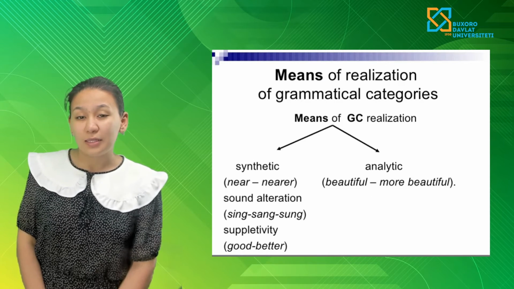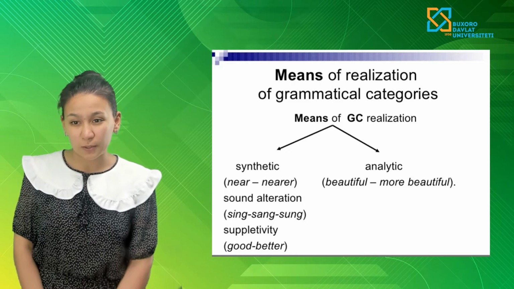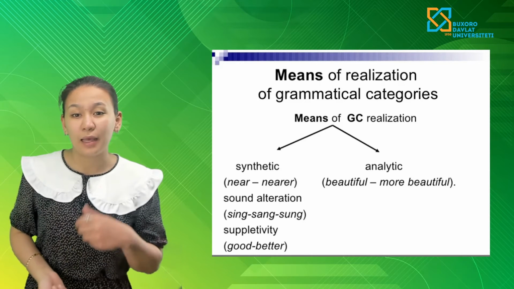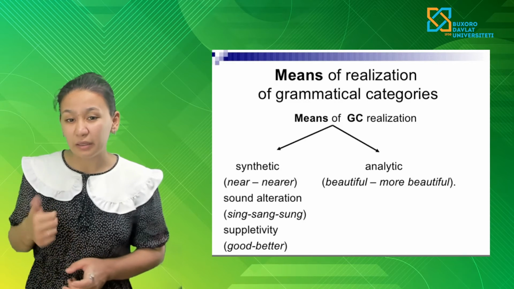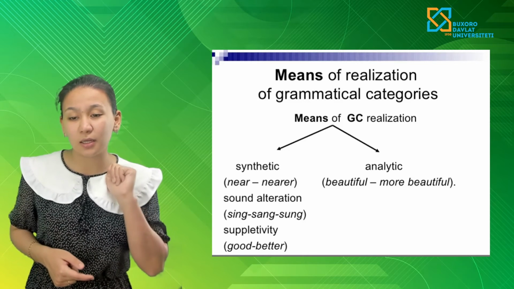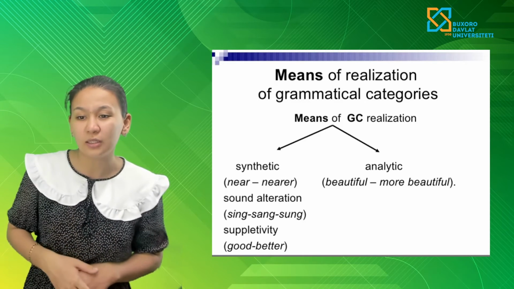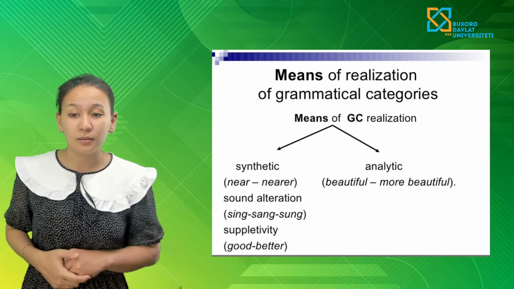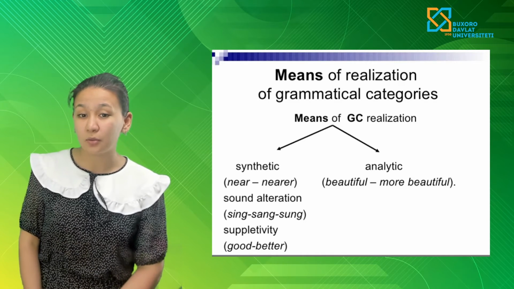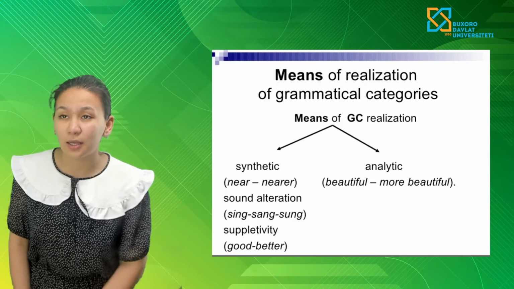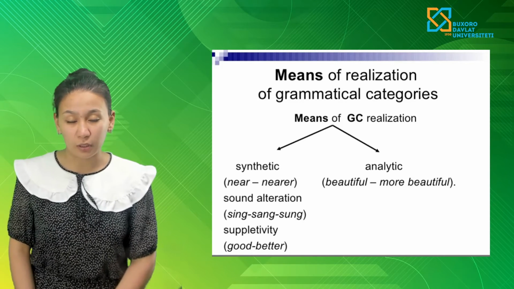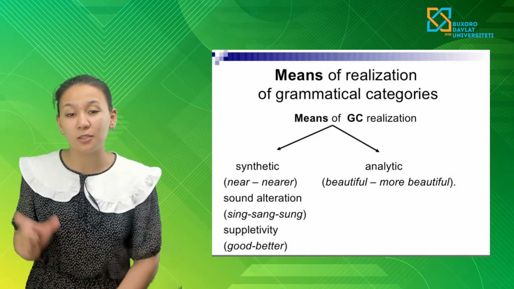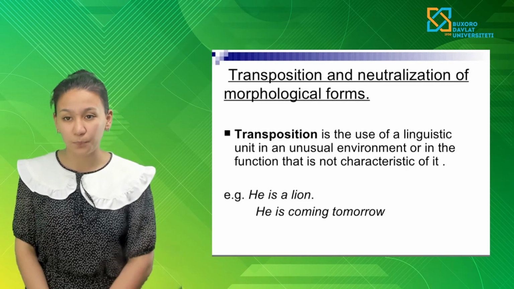As for the means of realization of grammatical categories, they can be synthetic and analytic. Synthetic is achieved by adding grammatical forms at the end of the word. It can be sound alternation, like sing, song, and suppletivity, for example, good and better. Analytical, for example, beautiful and more beautiful. In analytical grammatical categories, mostly the grammatical form is added before the word.